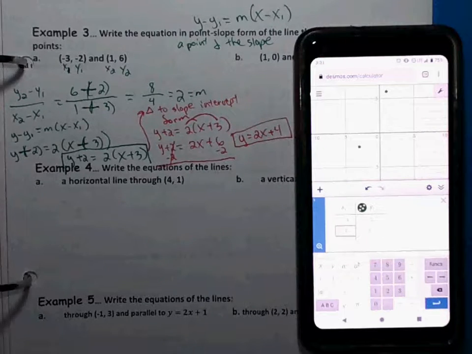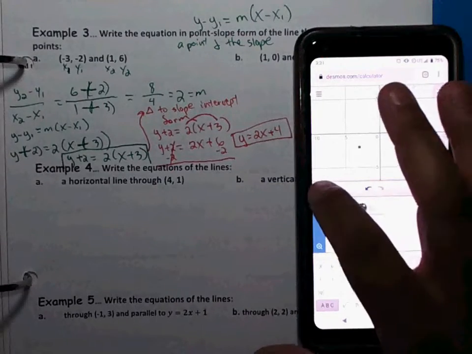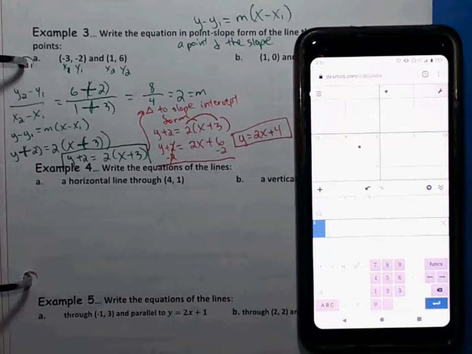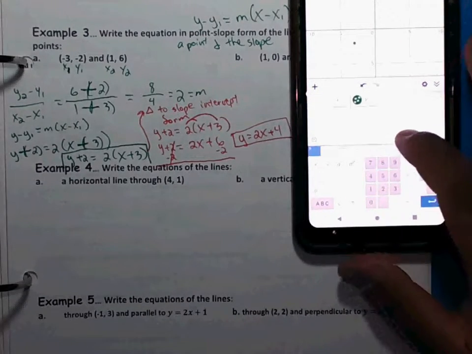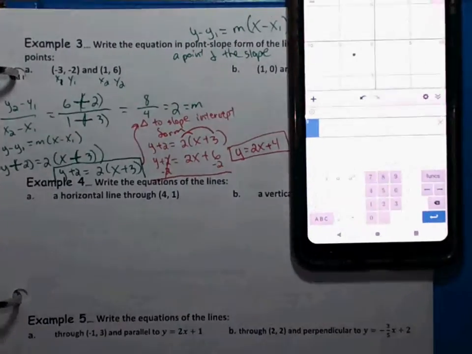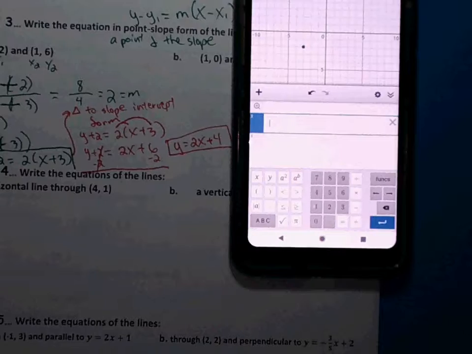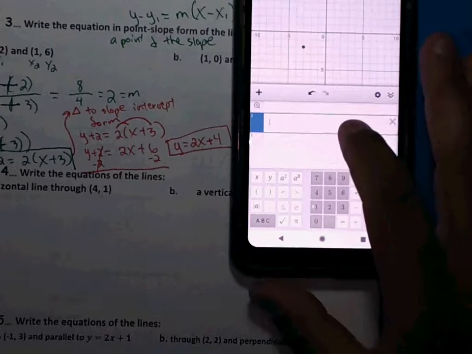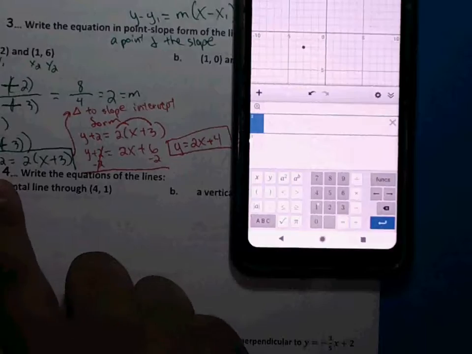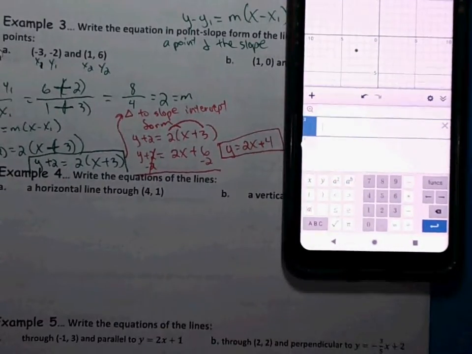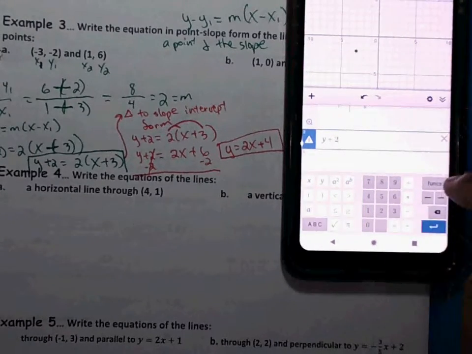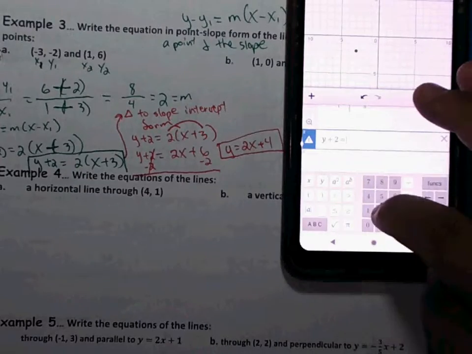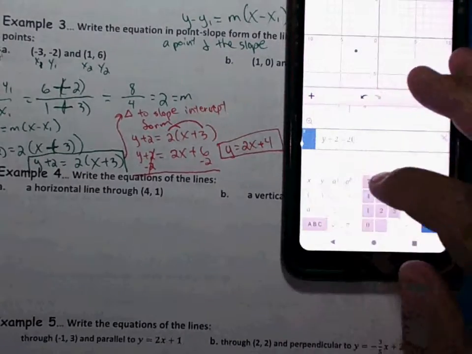Ladies, let's stay with me. It graphed my 2 points for me. Now I'm going to add an expression. So you push the plus symbol, and you go to where it says expression. I've already typed in my table, and now I'm going to do expression. And I'm going to literally type in my point-slope form of my equation. So I got y plus 2 is equal to 2, open parentheses, x plus 3.